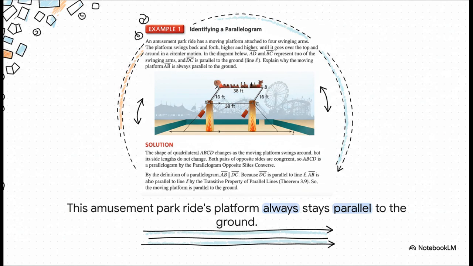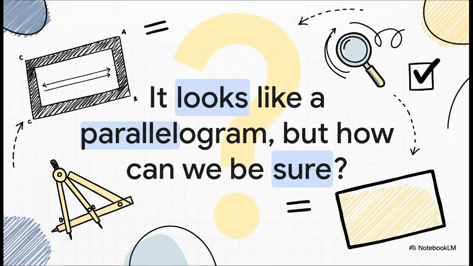Take a look at this amusement park ride. You see that shape, ABCD, made by the platform and the arms? It's always moving. Now we're told the platform stays parallel to the ground, but is that enough? How do we know for sure that this shape stays a perfect parallelogram as it swings back and forth? I mean, it definitely looks like a parallelogram, doesn't it?